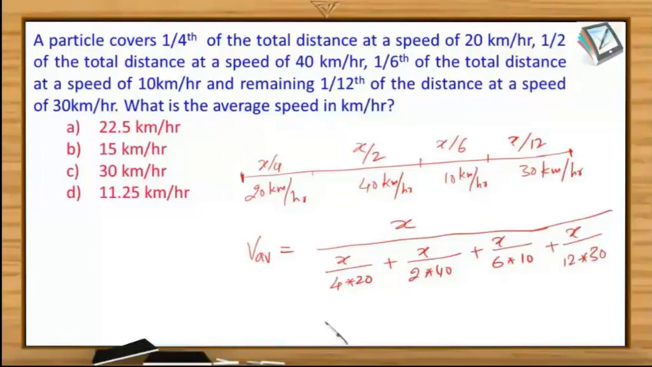So this way we can calculate the average speed of the particle. So here you can do the calculation on your own. I am quite confident. So just solve it later on. Alright.